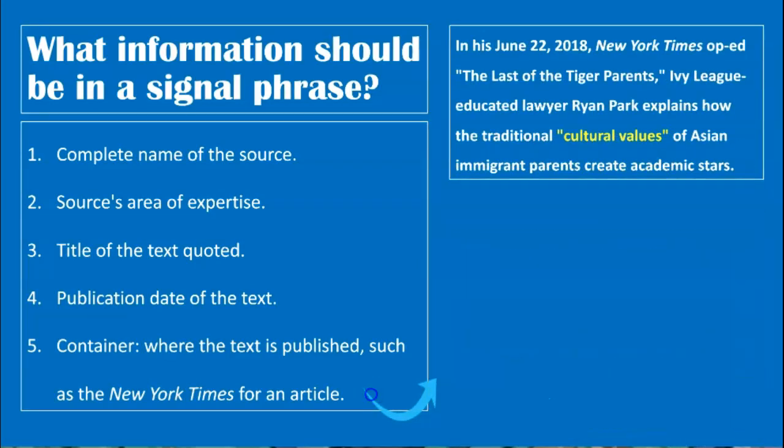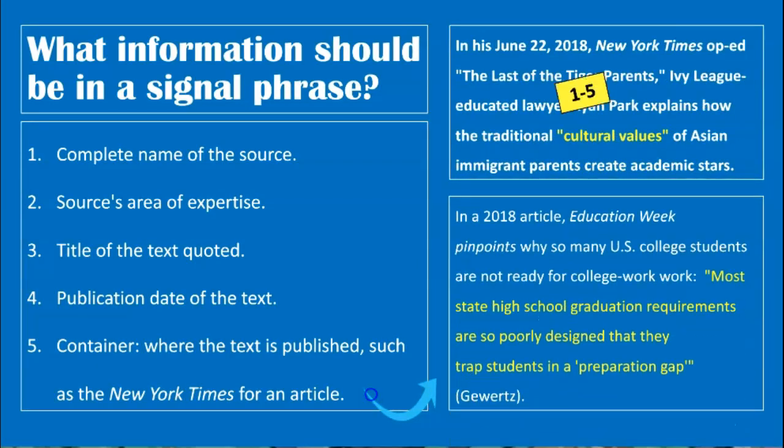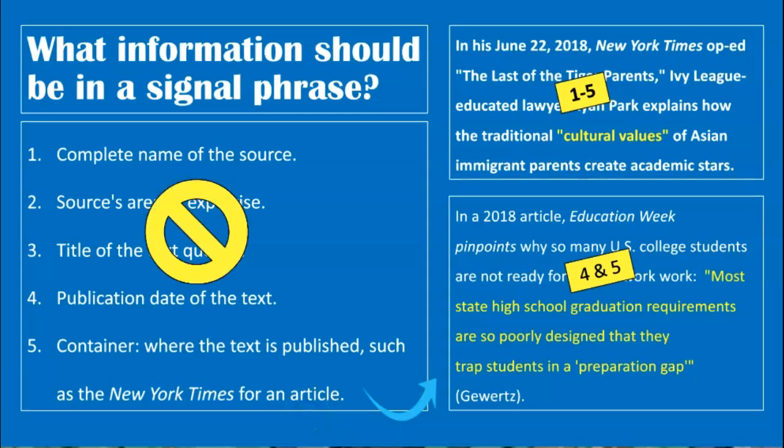So we have a quote here, and we have a quote here. In this first quote, we have all 5 pieces of information, but in the second quote, we have only 4 and 5. Do we need all 5 pieces of information in every signal phrase for a quote? The answer is no. Why is that?